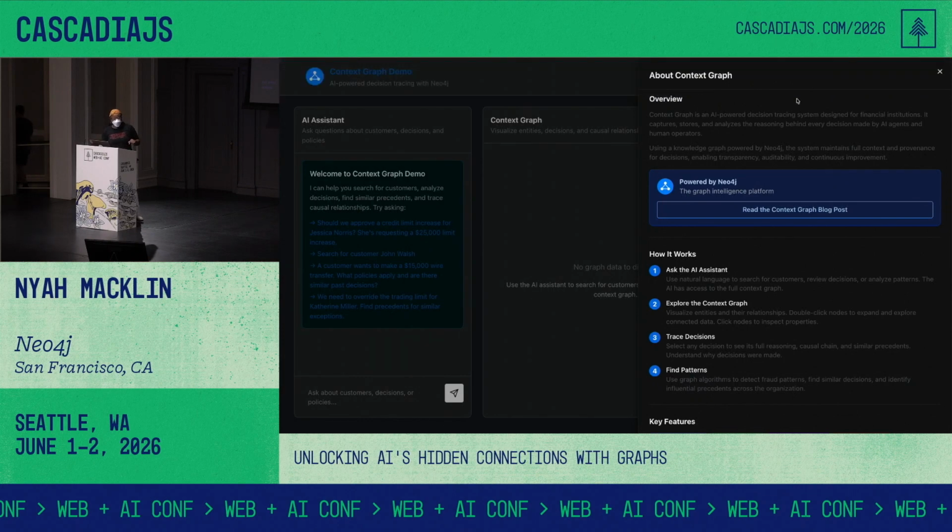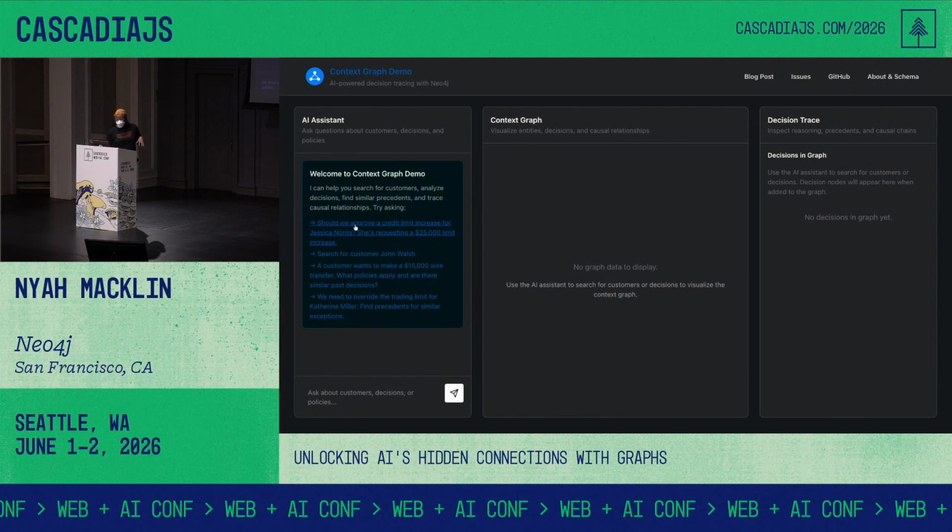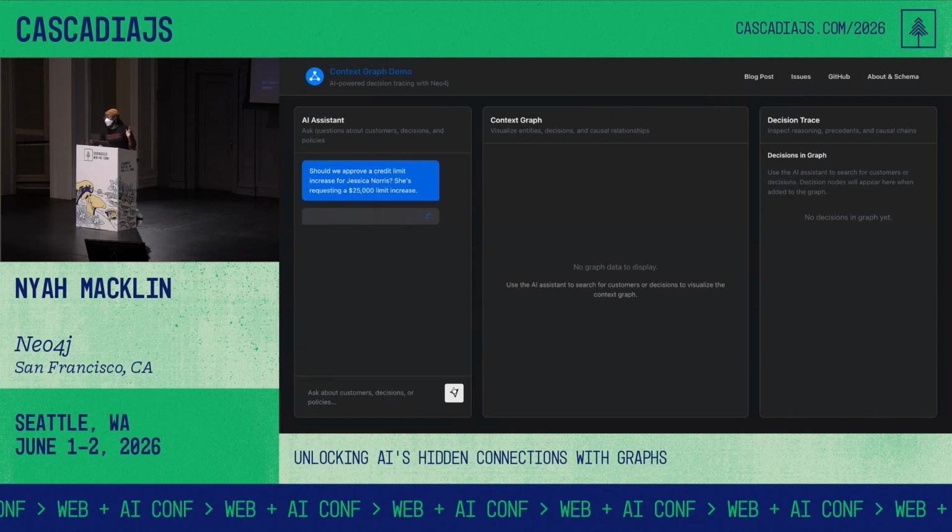So within this demo, I'll skip all the backing information. But what's happening here? Right here we have this agent, and we're actually going to ask it to give us the entire decision trace history. So we're going to model the same exact concept that we had before. Should we approve a credit line increase for Jessica Norris? She's requesting a $25,000 credit line increase. And if the internet or the demo gods are in my favor, this is actually going to populate a graph and then populate the knowledge graph on the side of it. But what's happening in general is we're actually using natural language to search for customers, review decisions, and analyze different patterns, right?